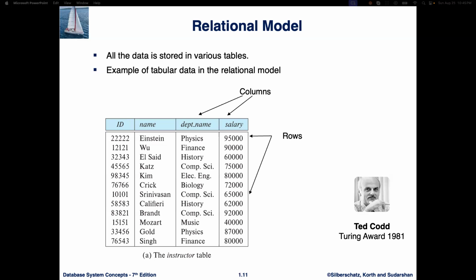Scalability and performance. Relational databases are highly optimized for handling large amounts of data and can efficiently perform complex queries. This makes them suitable for a wide range of applications, from small-scale projects to large enterprise systems.